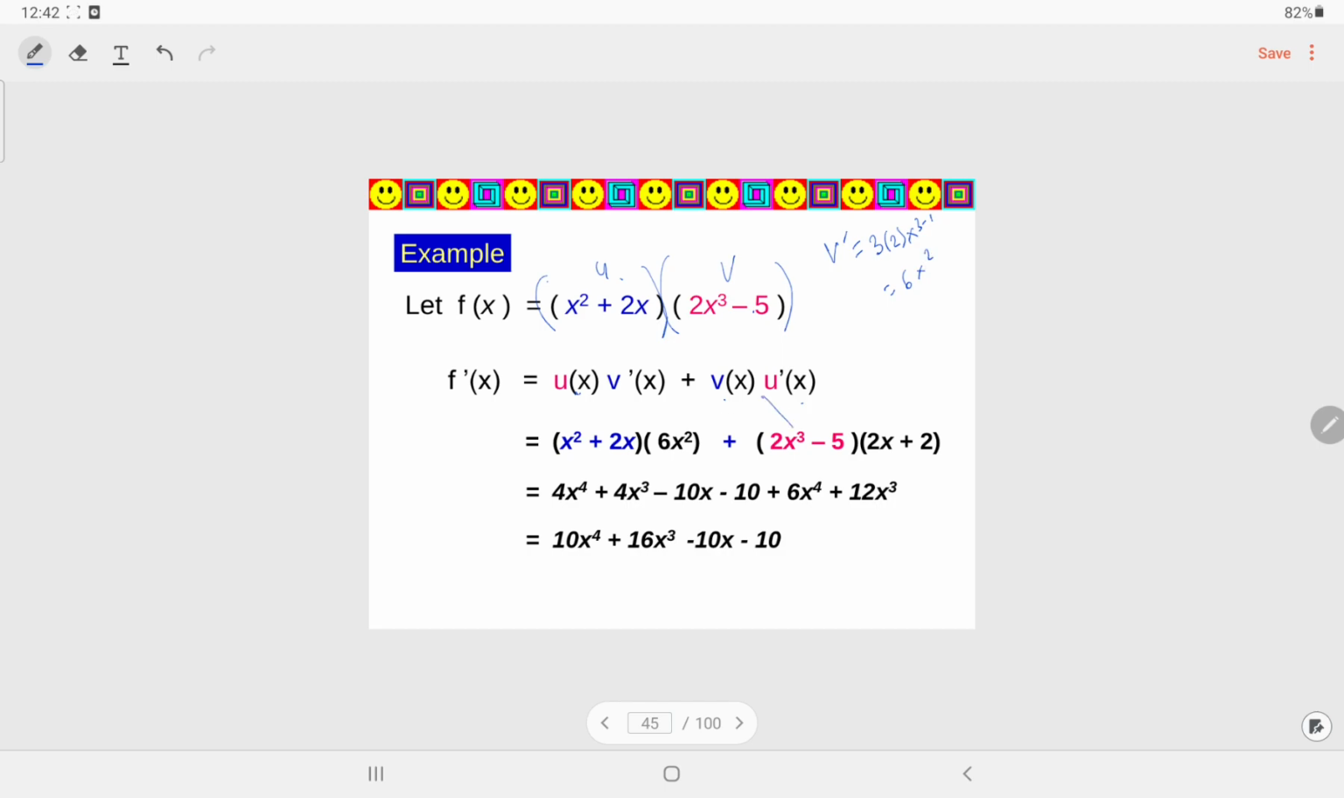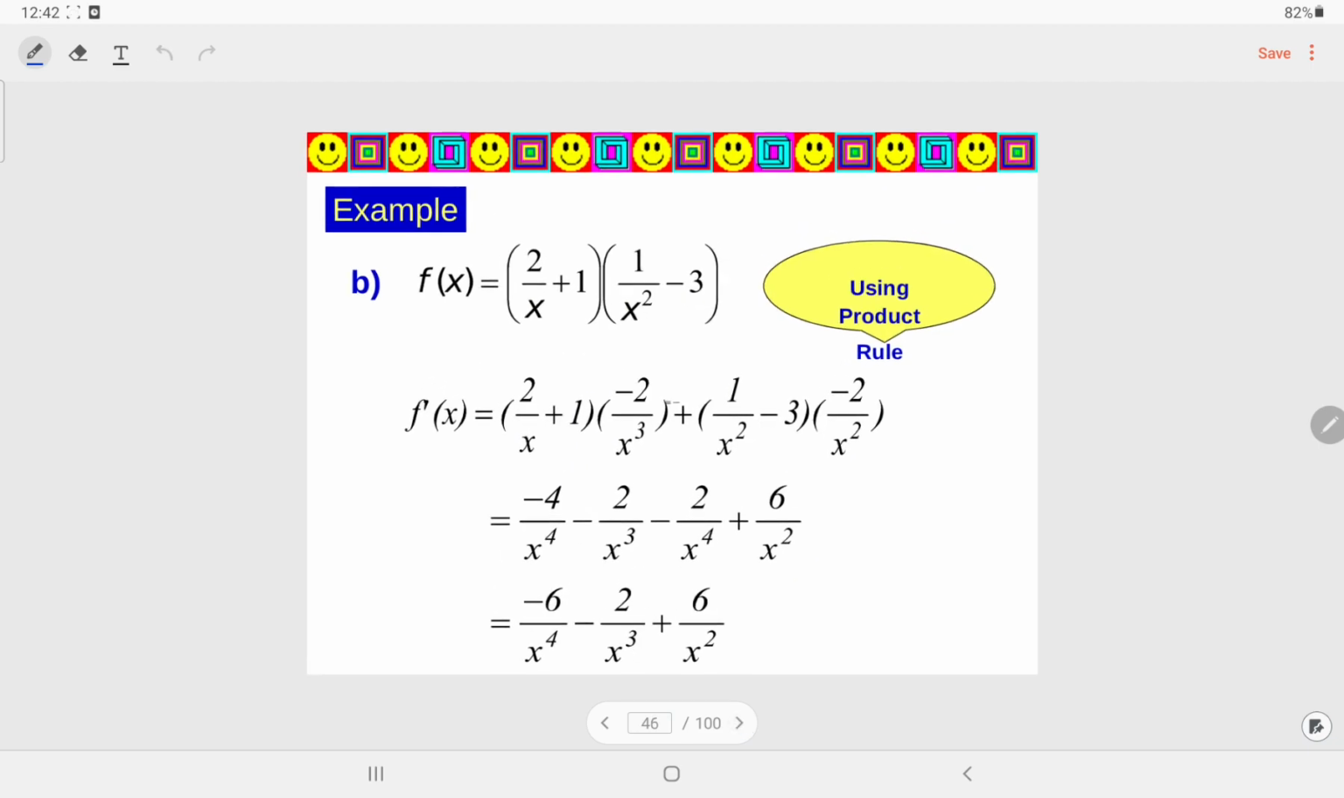Plus v. V is this one, 2x cubed minus 5. And then u prime. This is u. U prime is 2x, 2 to the power minus 1, and then plus 2. So we get this one. Then you need to expand so we can get the final answer.